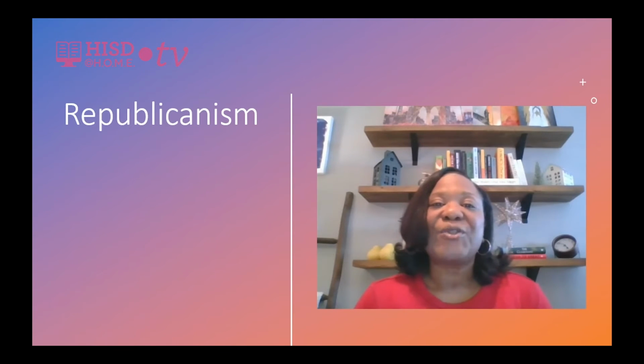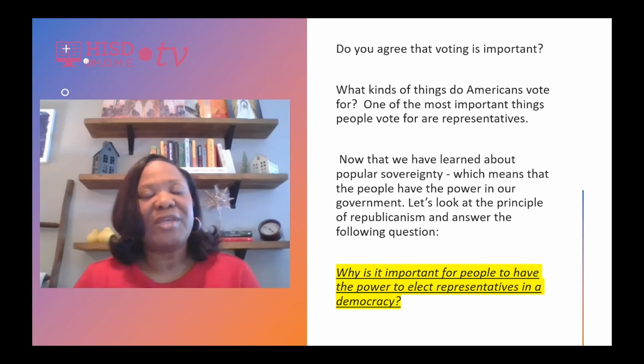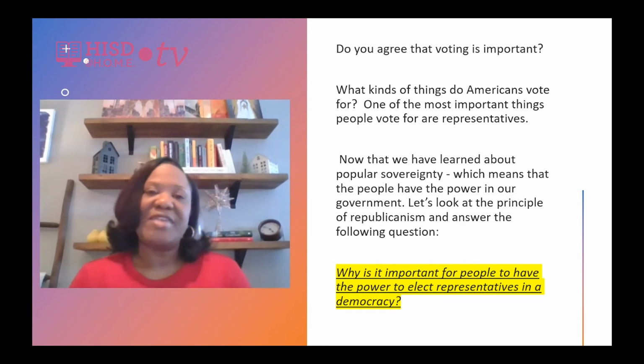Now let's take a look at republicanism. Republicanism reflects the power that people have in a democratic government. So why is it important for people to have the power to elect representatives and voice their ideas and opinions in a democracy? Do you agree that voting is important? What kind of things do Americans vote for? One of the most important things that people vote for are representatives.